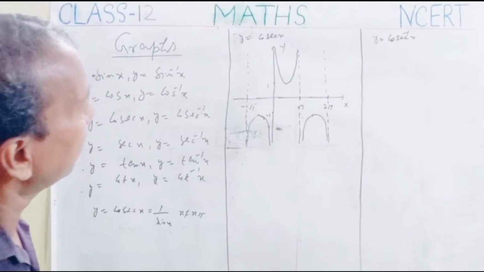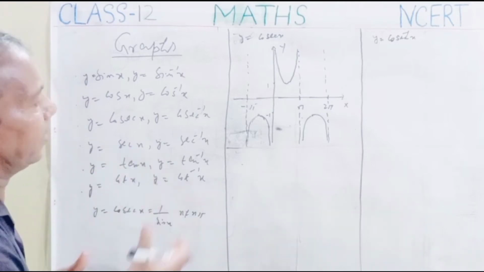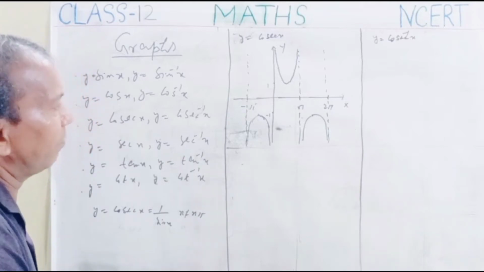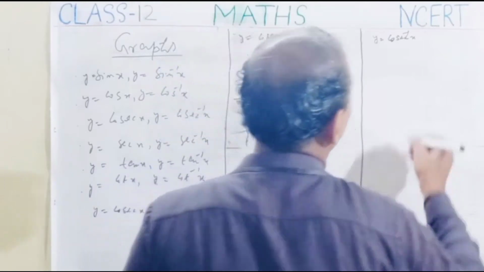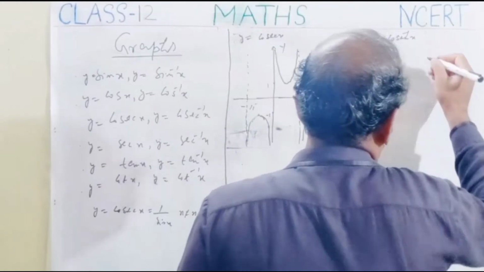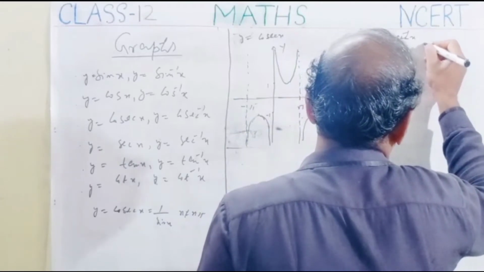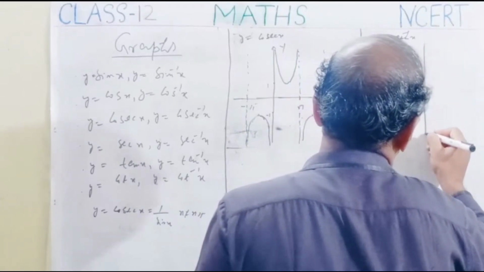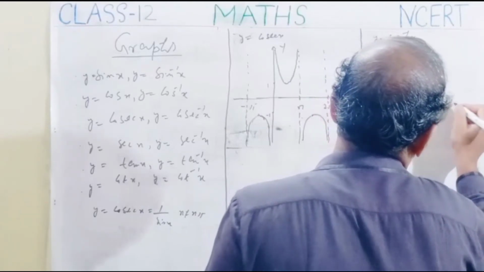Okay. Now, next one, y is equal to cosec inverse x. So mind it, for cosec inverse x again, I'm taking the angle on the y-axis, and on the x-axis I will get its value. So for y equal to cosec inverse x, how to draw that one? Let's suppose I want to draw y is equal to cosec inverse x.